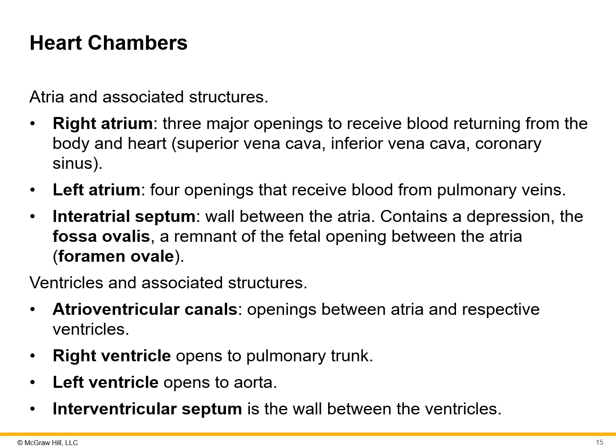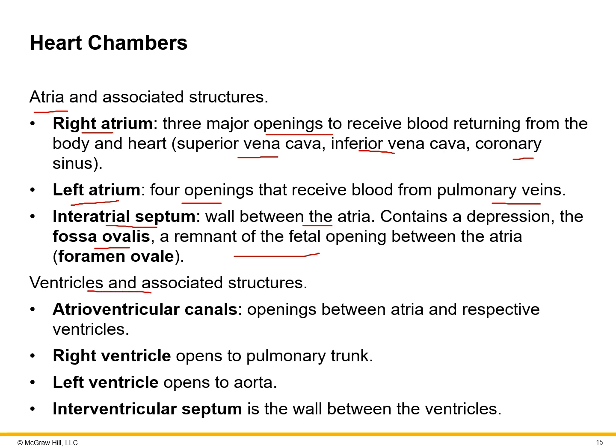Now, if we look at the different parts or chambers of the heart, again, we have the atria here. The right atrium has 3 major openings to receive blood that's coming in. We have the superior and inferior vena cava, but also that coronary sinus receiving blood from the heart itself. Then our left atrium has 4 openings to receive blood from those pulmonary veins, so 2 coming from both of the lungs. Then the interatrial septum is the wall between the atria that has a little depression in it called the fossa ovale. And this is a remnant of the fetal opening between the atria, which is called the foramen ovale.